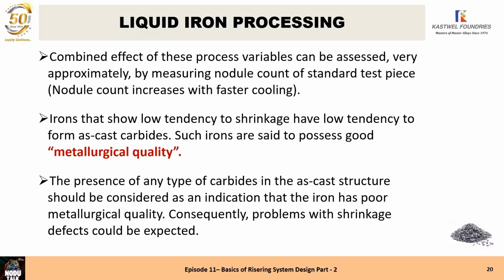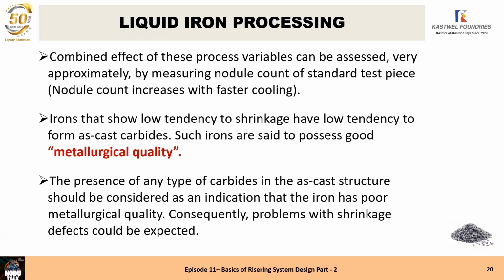Irons that show low tendency to shrinkage have low tendency to form as-cast carbide. If you see as-cast carbides in the microstructure, you can be sure that your iron has high shrinkage tendency. So irons that show low tendency to shrinkage have low tendency to form iron carbide or as-cast carbide. Such irons, which do not have shrinkage and have a low tendency for forming carbides, are known as good quality irons. Such irons are said to possess good metallurgical quality.